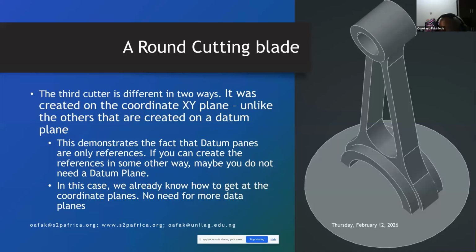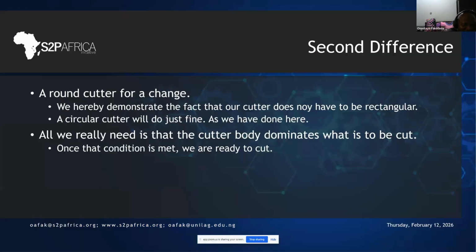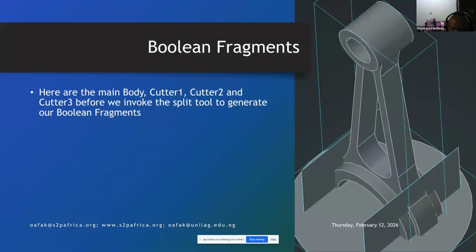So we made this, whereas the other two cutters were rectangular, this one is circular. In this case, we already know how to get at the coordinate planes because the XY construction plane is always available. So you don't need to create a datum plane on it. No need for more datum planes. A round cutter for a change. We hereby demonstrate the fact that our cutter does not have to be rectangular. A circular cutter will do just fine, as we have done here. All we really need is that the cutter body dominates what is to be cut. It's bigger than what is to be cut. Once that condition is met, we are ready to cut.